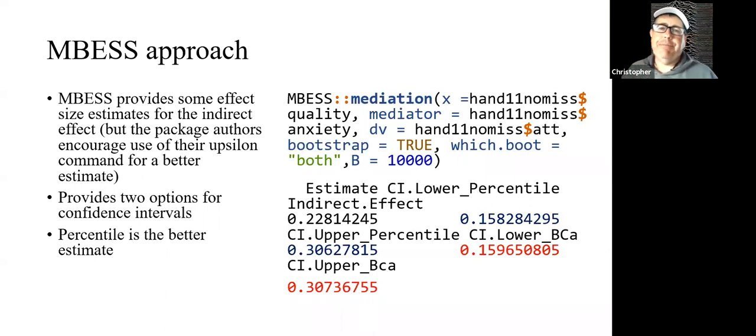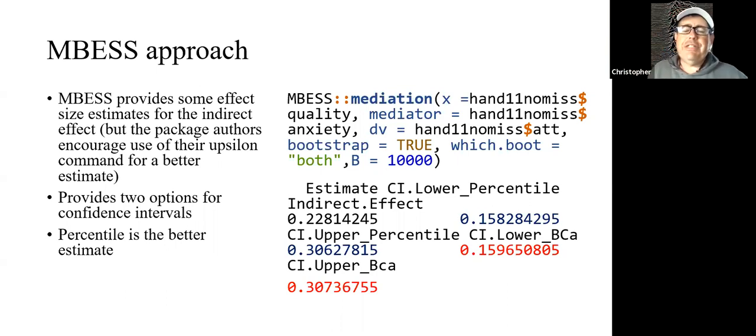With MBESS, you simply are feeding it the names of the different variables. You tell it to bootstrap, and then under which boot, I put both because it has 2 different estimation techniques, and then that value B is how many bootstrap samples it's going to take. As a warning, most of these bootstrap approaches are going to take some time because when you have to draw 10,000 samples, depending upon the kind of computer you're using, it could take a minute or 2.